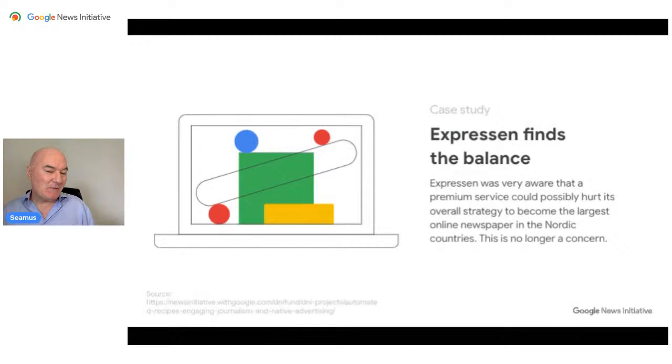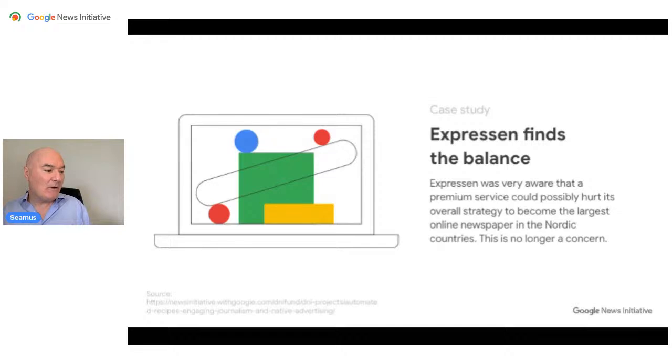An interesting moment to take a look at some case studies on this. So publishers finding this balance between ads and subscriptions. This is Expressen. This is a newspaper in Sweden. So like many other newspapers, for many years actually held back from charging for online content. A lot of concern about whether this was going to reduce traffic, whether readers would be unhappy. But in the end, like a lot of other media organizations, Expressen found this balance between ads and subscriptions.